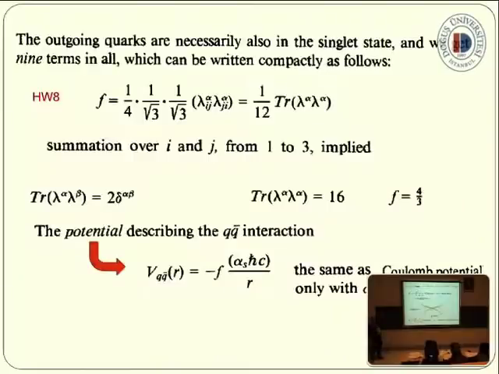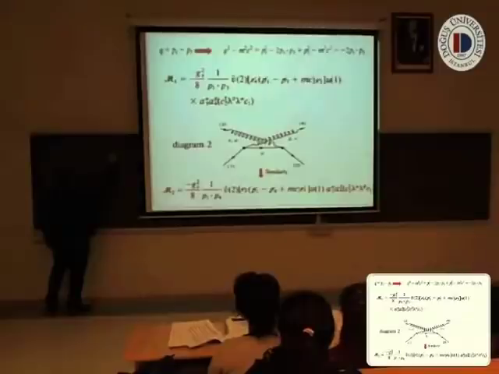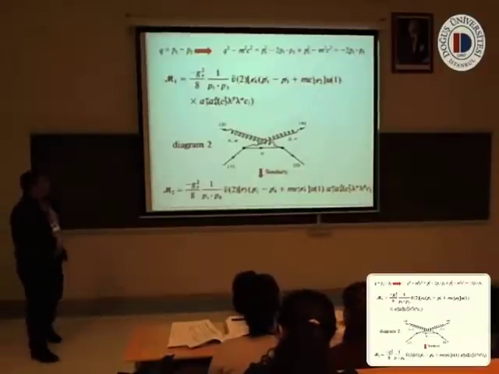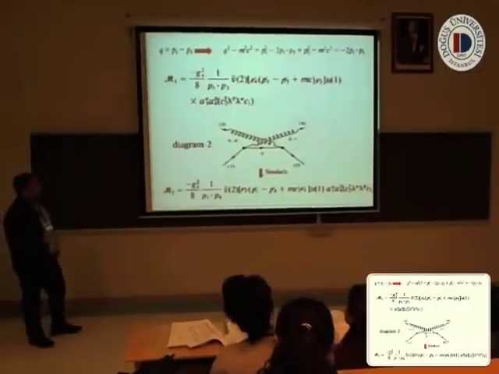Next. So here you see this factor. I've got this p1 p3 from here. So we had gamma nu, for example, epsilon nu. You know this is equal to epsilon slash, for example, epsilon 3. So we have rewritten the amplitude in the previous page in this form.